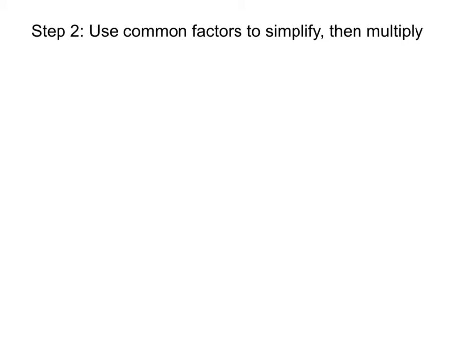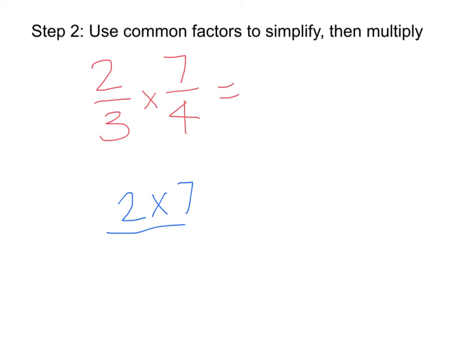Okay, so then step 2 is to use common factors to simplify first, then multiply. Our equation was 2/3 times 7/4. Let's go ahead and write out the prime factorization. Is 2 a prime number? Good. Is 7 a prime number? Okay, let's keep it there. Is 3 a prime number? Okay. Is 4 a prime number? No. What are the 2 factors that will multiply to give us 4? Sawyer? 2 and 2. 2 times 2.